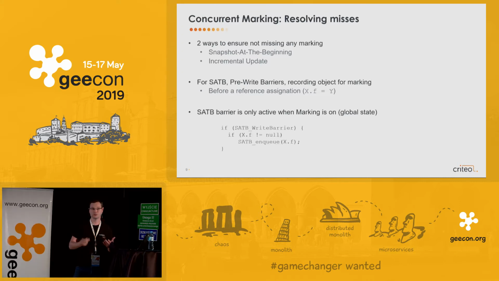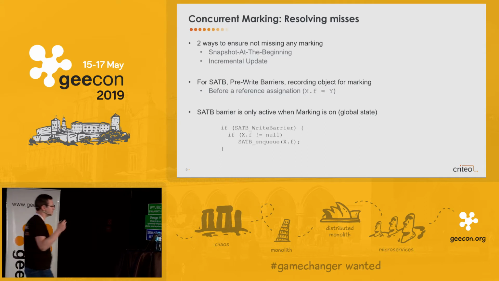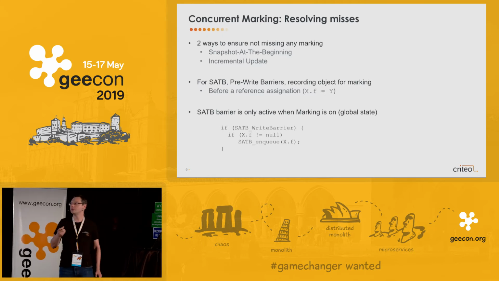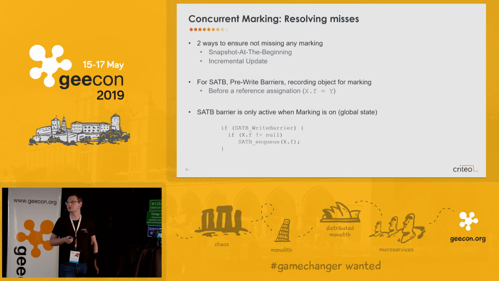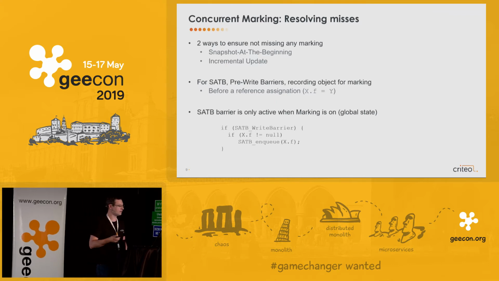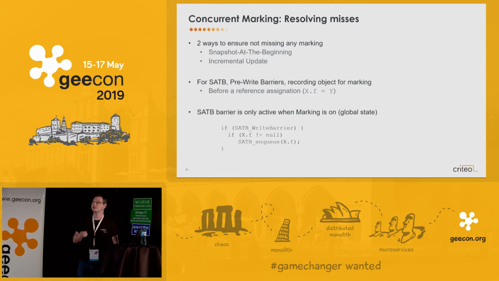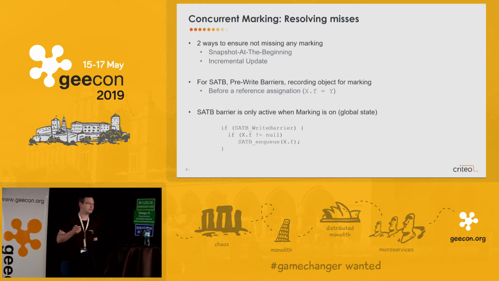So the pseudocode of what the JIT will insert for each assignation is that it checks whether this write barrier, the SATB write barrier, is active or not, and then if the destination field is different from null, then we enqueue this field into a queue that will be processed afterwards. So for every reference assignation, we will have an overhead of code inserted by the JIT to take care of the problem of the concurrent marking.